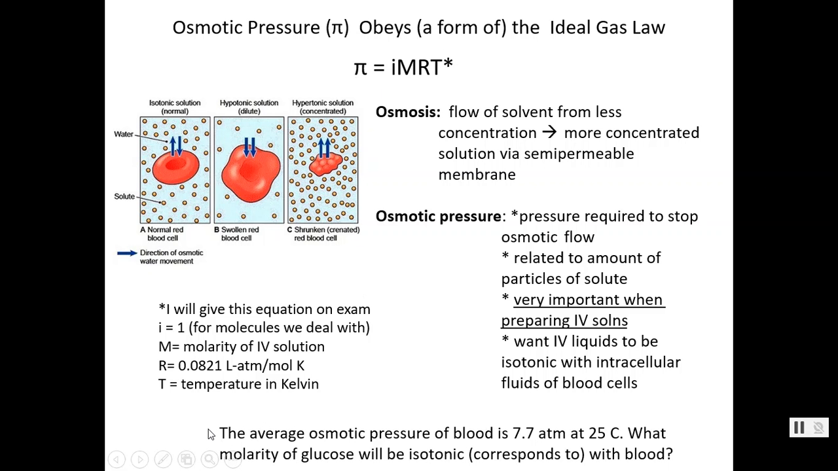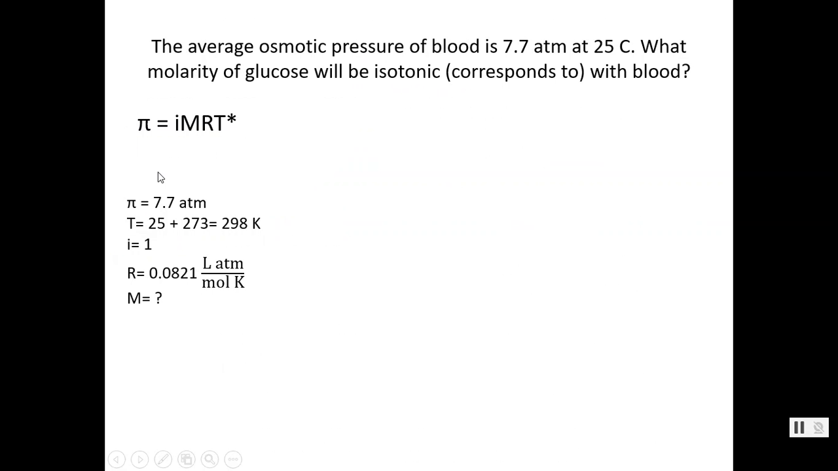So let's say we're doing a problem like this. We're given the average osmotic pressure of blood as 7.7 atmospheres at 25 degrees Celsius. What molarity of glucose will be isotonic, or equal to or correspond to the osmotic pressure of blood? So since we're dealing with osmotic pressure and we're looking for molarity, we can use this form of the ideal gas law to solve for molarity. So I've got that equation right here.